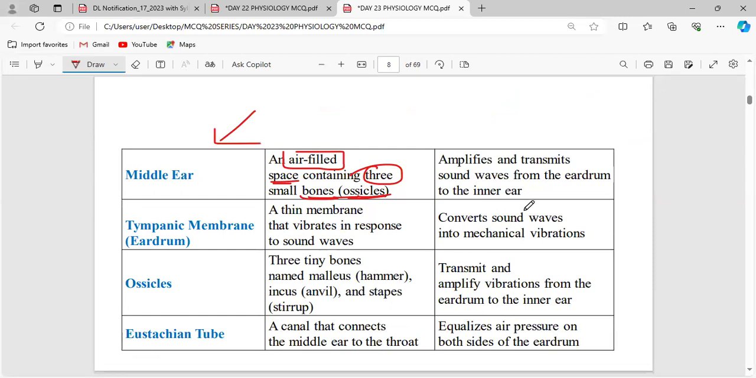Now, what is the function of the middle ear? It has to amplify. Amplify means what? It has to increase the sound waves. It has to amplify and transmit the sound wave from the eardrum, that is the tympanic membrane, to the inner ear.